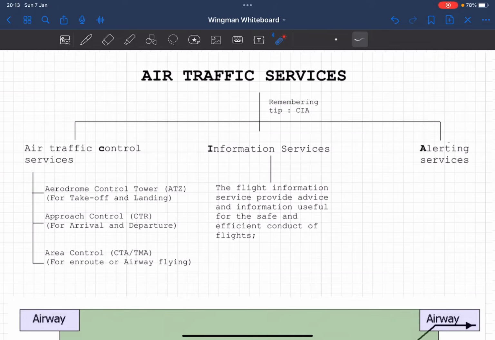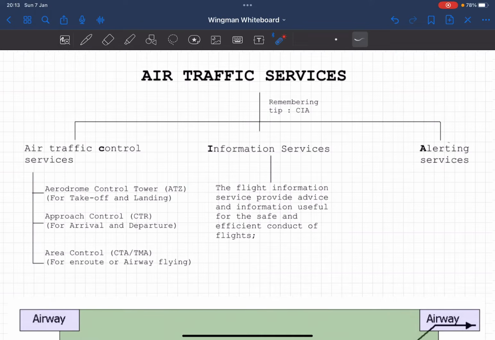Now physically, these air traffic control services are divided into three regions. What are these three regions? The regions are the aerodrome control tower, above that we have the approach control, and above that we have the area control. You'll understand what we mean when I say above, you'll understand it in a minute. For now, let's just read this.